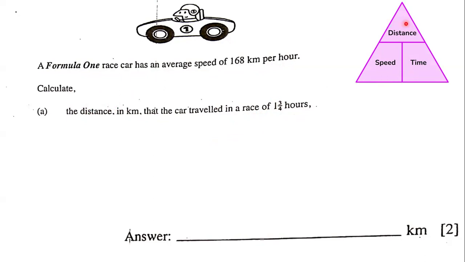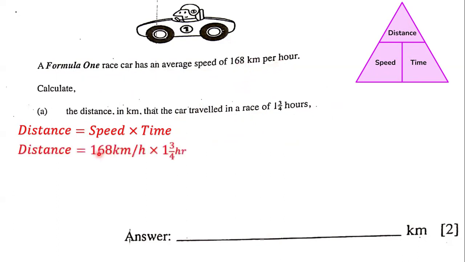Now, based on the speed, distance, time triangle, the distance is the speed multiplied by the time. And so that's the formula that we'll be looking at. Distance is speed multiplied by time. Now, what is the speed? Well, according to the question, the speed is 168 kilometers per hour. And what is the time? Well, the time is 1 3/4 hours.